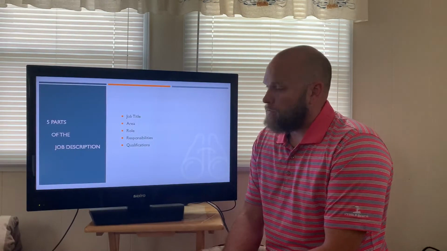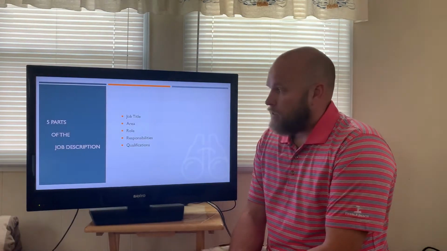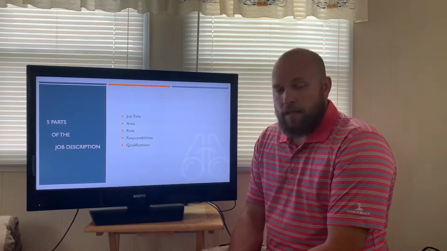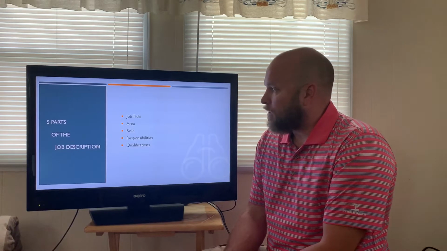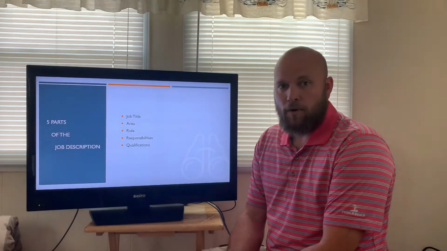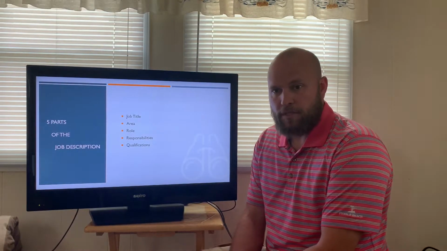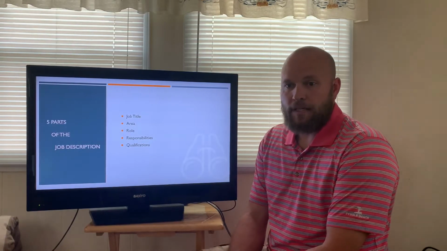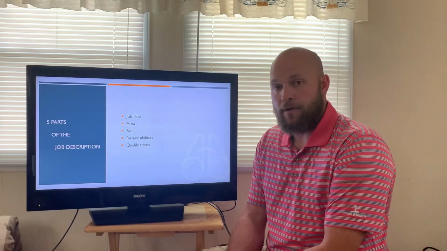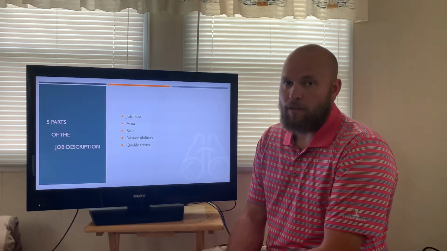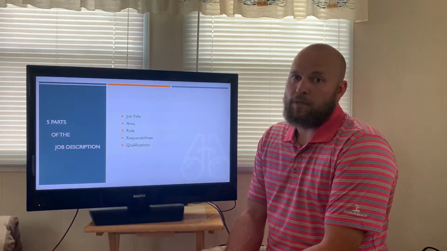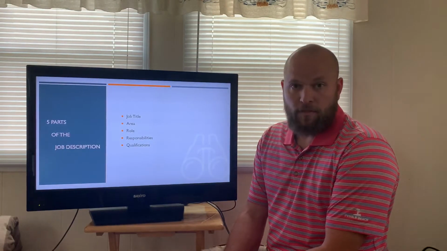The 5 parts of the job description. In my research, I decided to follow a model that Google put forth in which they use 5 key parts to creating a job description, and those parts include the job title, the area, the role, responsibilities, and qualifications. And we will explore each of these further.